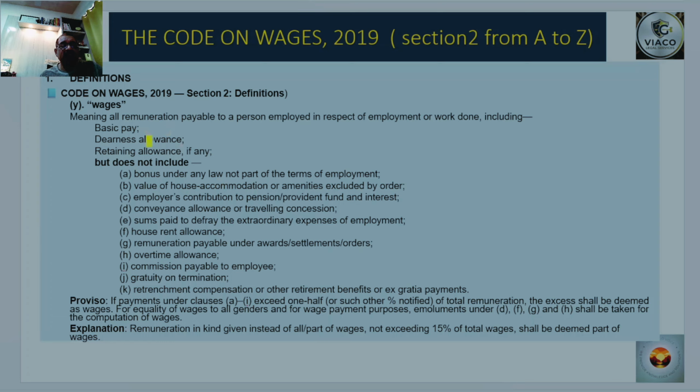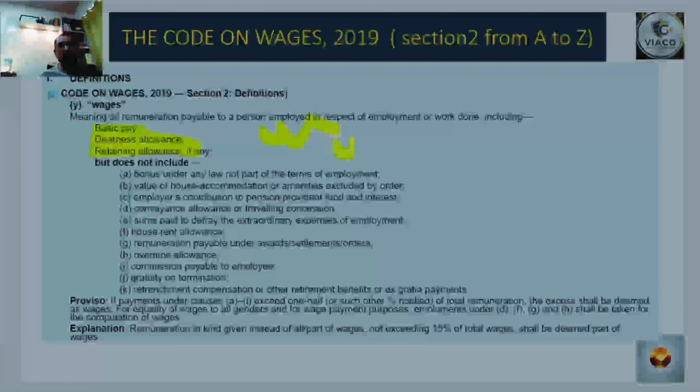देख लीजिए आप, wages basically maintain these 3 items. We call it basic pay, we call it DA allowance, we call it retaining allowance. ये 3 ही हैं जो wages बनती हैं, इन्हीं को हम wage बोलते हैं, और बाकी को wage नहीं बोलते हम. Now, but does not include means what? It does not include bonus. Bonus इसमें include नहीं होता. Any part of the term of employment, then the value of house accommodation or amenity excluded by order, and employer contribution to pension and provident fund, interest, ये भी इसमें include नहीं होता.